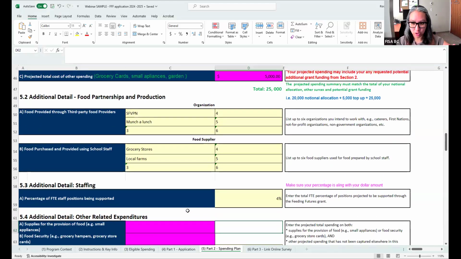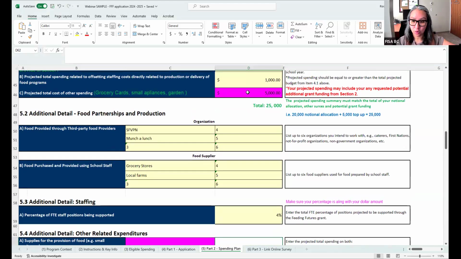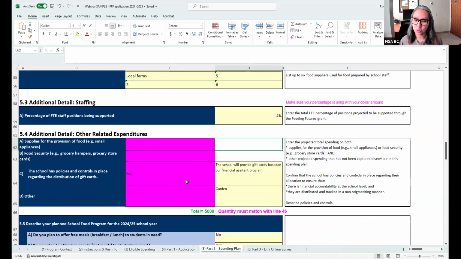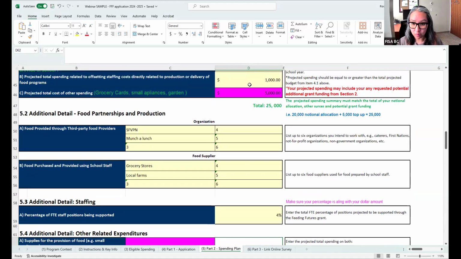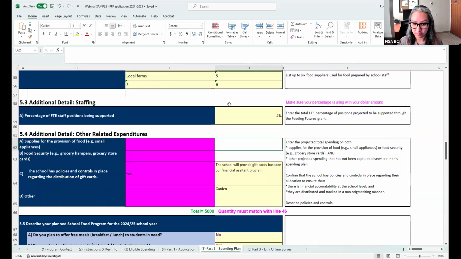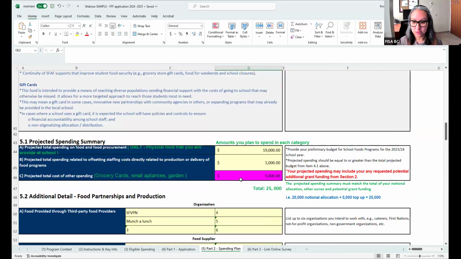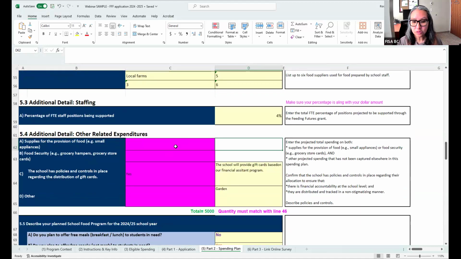So this is the number that we're now going to describe what we're going to use it for. Just to make sure, I'm only using $5,000 in other spending. They told me, okay, you say you're going to use $5,000 in other spending, tell me what that other spending is. It doesn't have to cover all my number, only the number that I put on letter C. So my quantity must match line 46. Line 46 is 5,000, so I'm going to divide this 5,000 among these items.